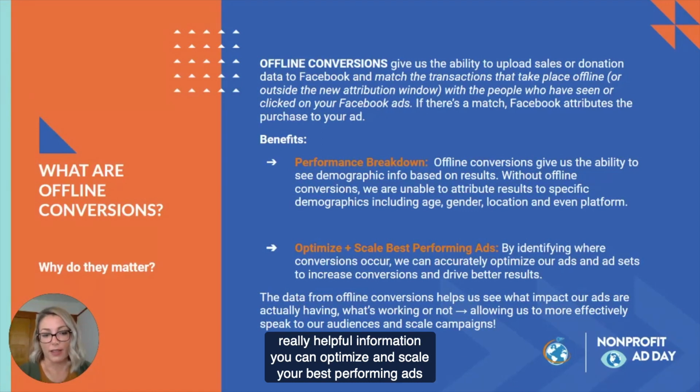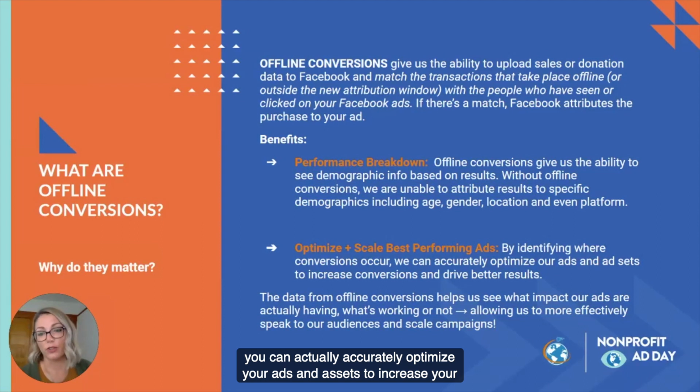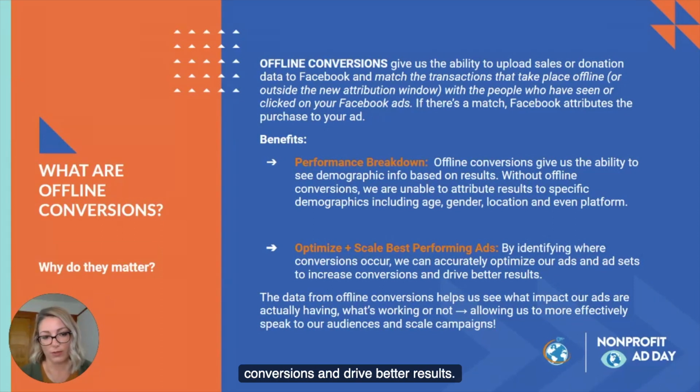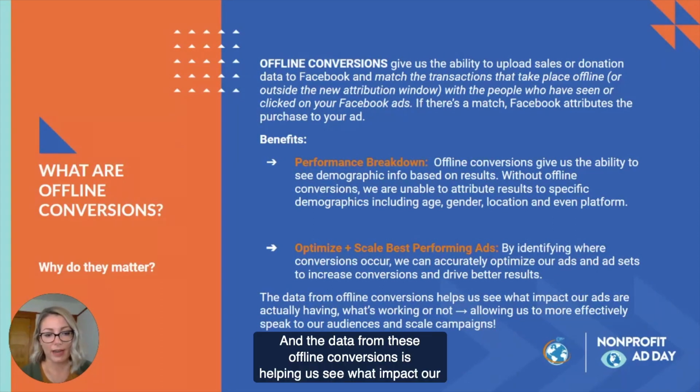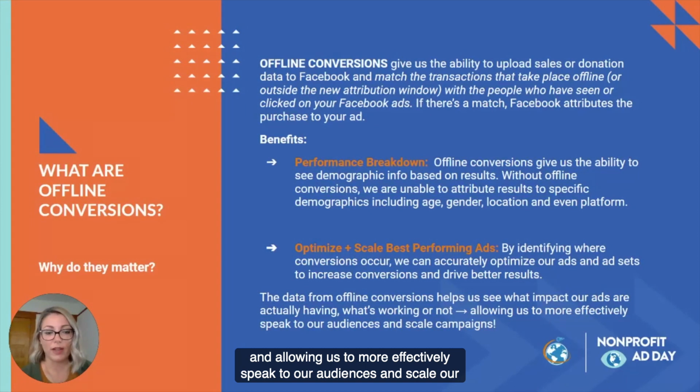You can optimize and scale your best performing ads by actually identifying where those conversions are occurring. You can accurately optimize your ads and ad sets to increase your conversions and drive better results. And the data from these offline conversions is helping us see what impact our ads are actually having, what's working, what's not, and allowing us to more effectively speak to our audiences and scale our campaigns.